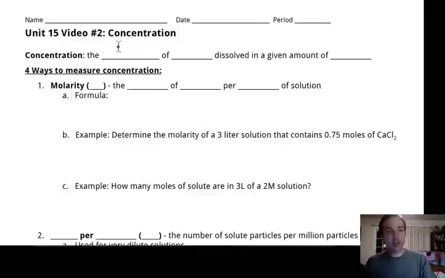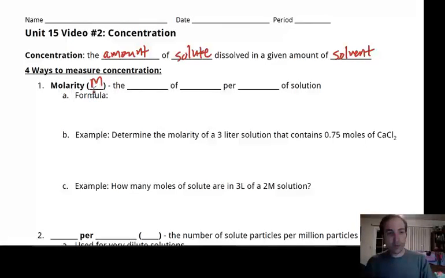We're going to talk about concentrations. So the first thing we need to do is define what a concentration is. Concentration is the amount of solute dissolved in a given amount of solvent. And it turns out there are 4 different ways that we can measure or express the concentration of a solution. The first way is known as the molarity, and the symbol for molarity is a capital M.